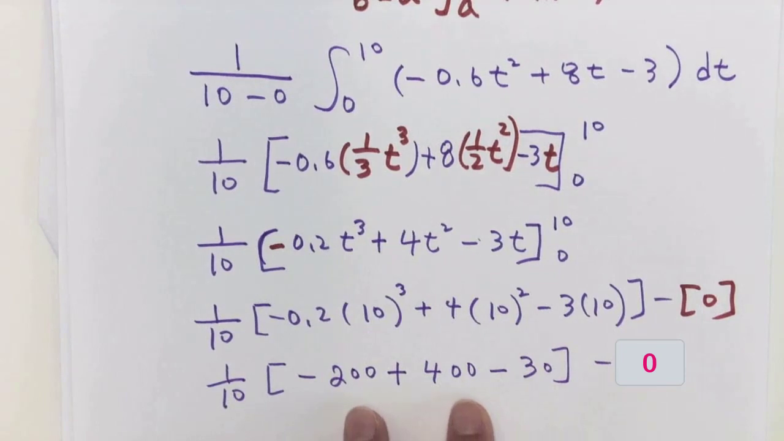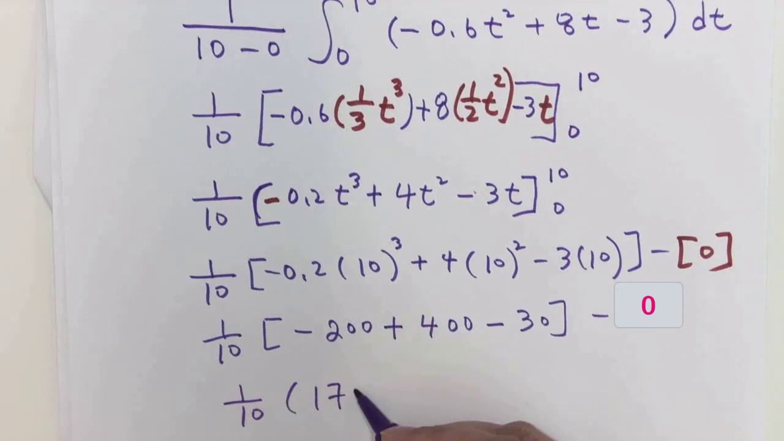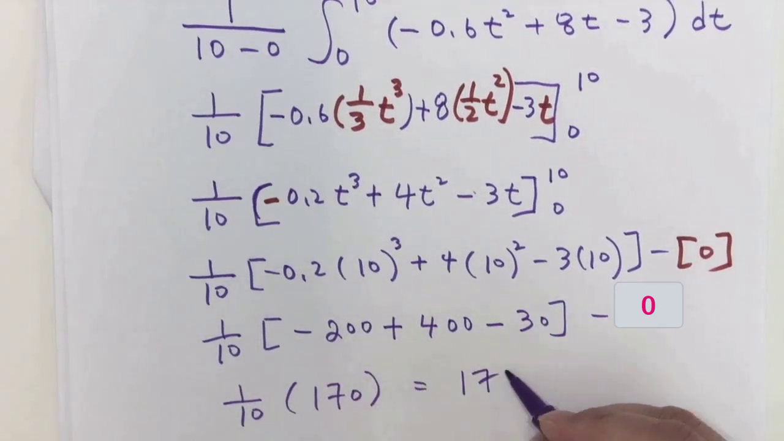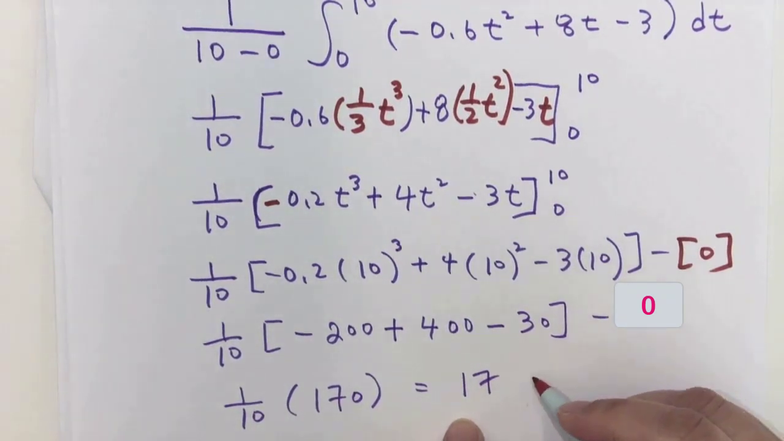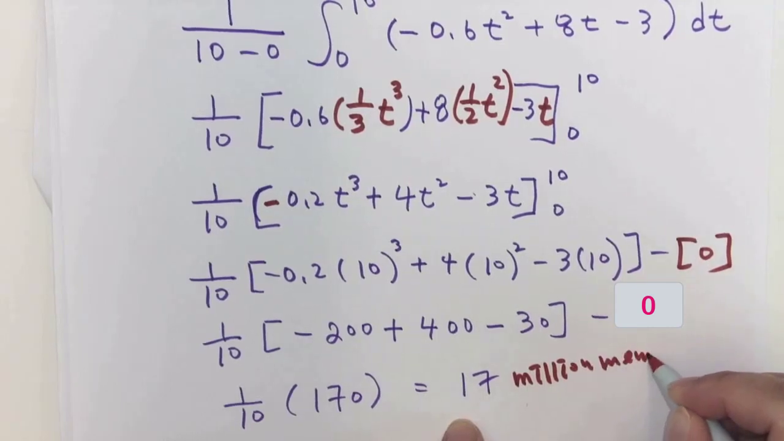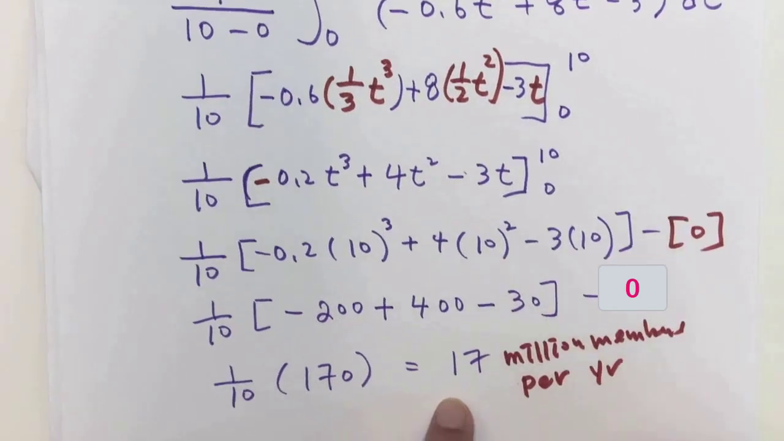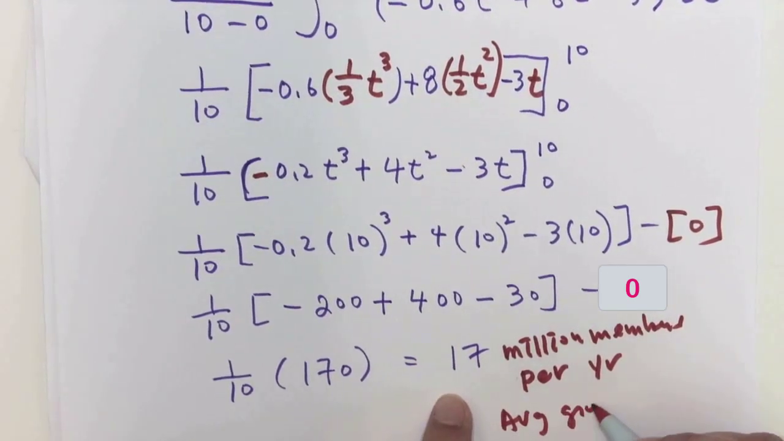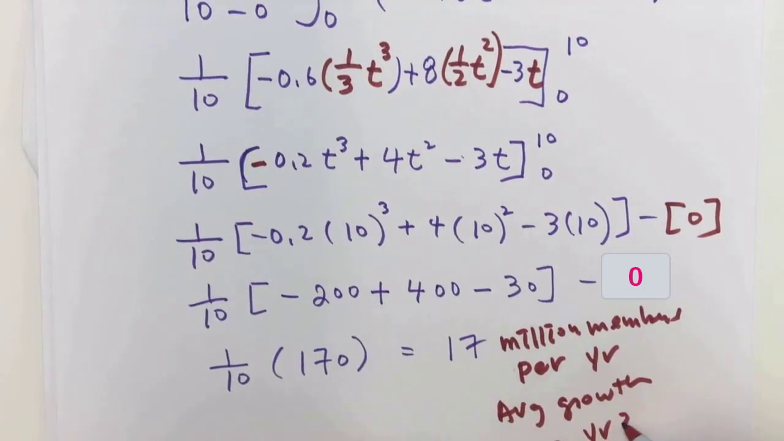So we need to combine these three numbers together. Inside will give me 170, which is just 17 after dividing by 10. But be careful, this one represents millions of members per year. So million of members per year is the average growth between the year 2009 to 2019, those 10 years.